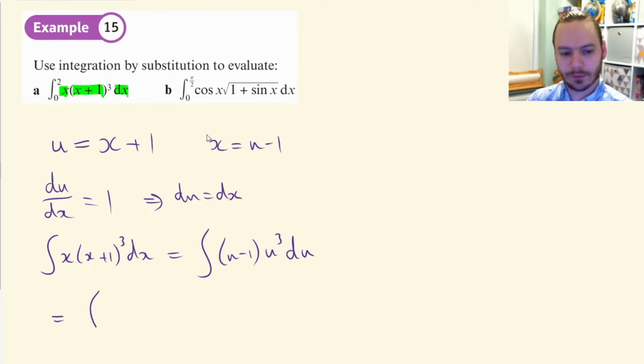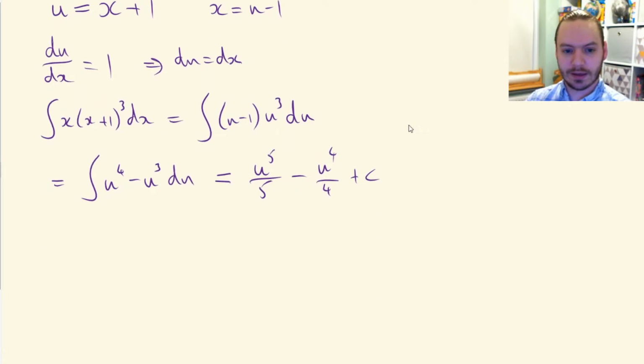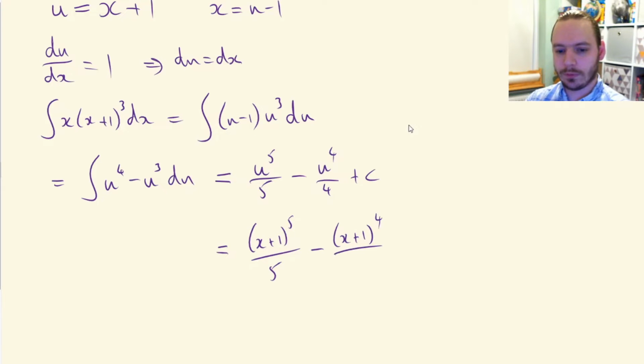And it would be good to expand those brackets out, so I have u to the power 4 minus u cubed, and therefore we can integrate this as just a polynomial, so I end up with u to the 5 over 5 minus u to the 4 over 4 plus some constant. And the final little thing I can do is switch this back over to being in terms of x. U is x plus 1, so this is going to be x plus 1 to the 5 over 5 minus x plus 1 to the power 4 over 4 plus c. All good so far, nothing surprising.